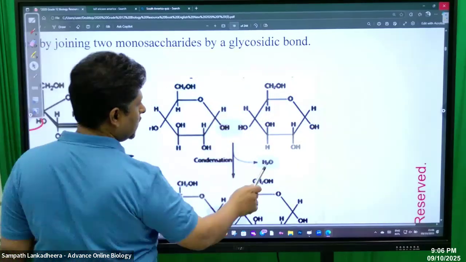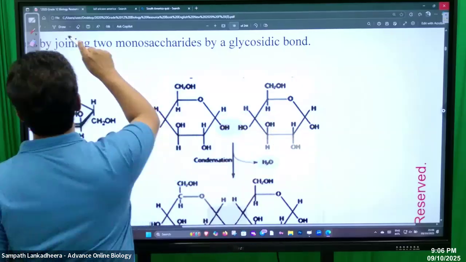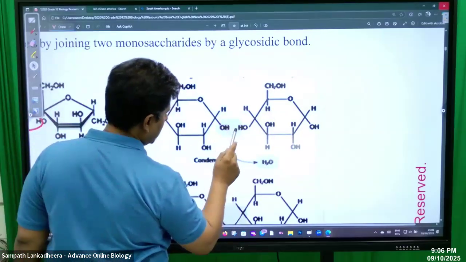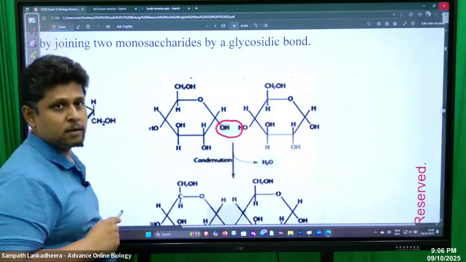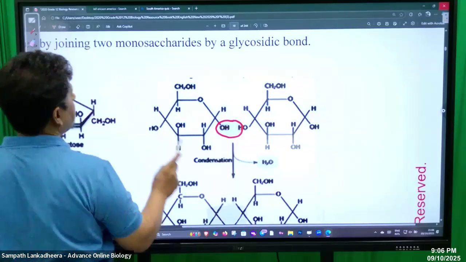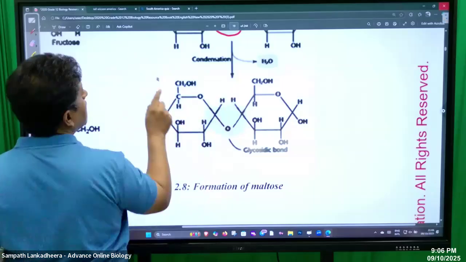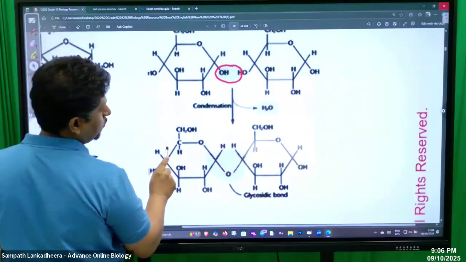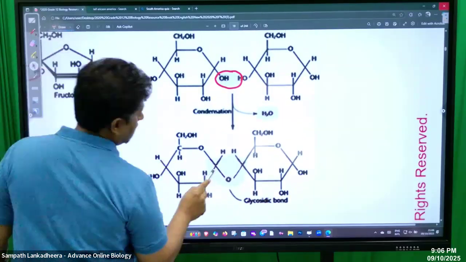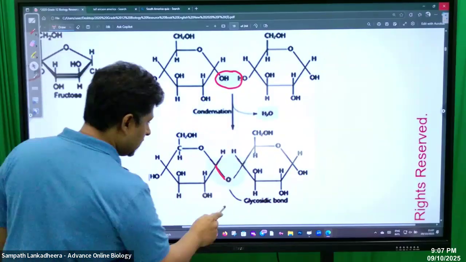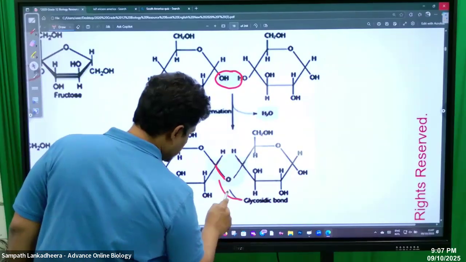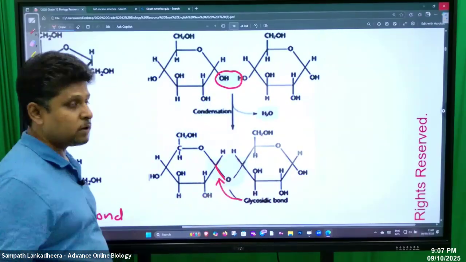This one is a glucose molecule. This is also a glucose molecule. When two glucose react with one another, the reaction goes like this. And then the new bond is going to form here. This is the new bond. So what do you call that? This is the glycosidic bond.